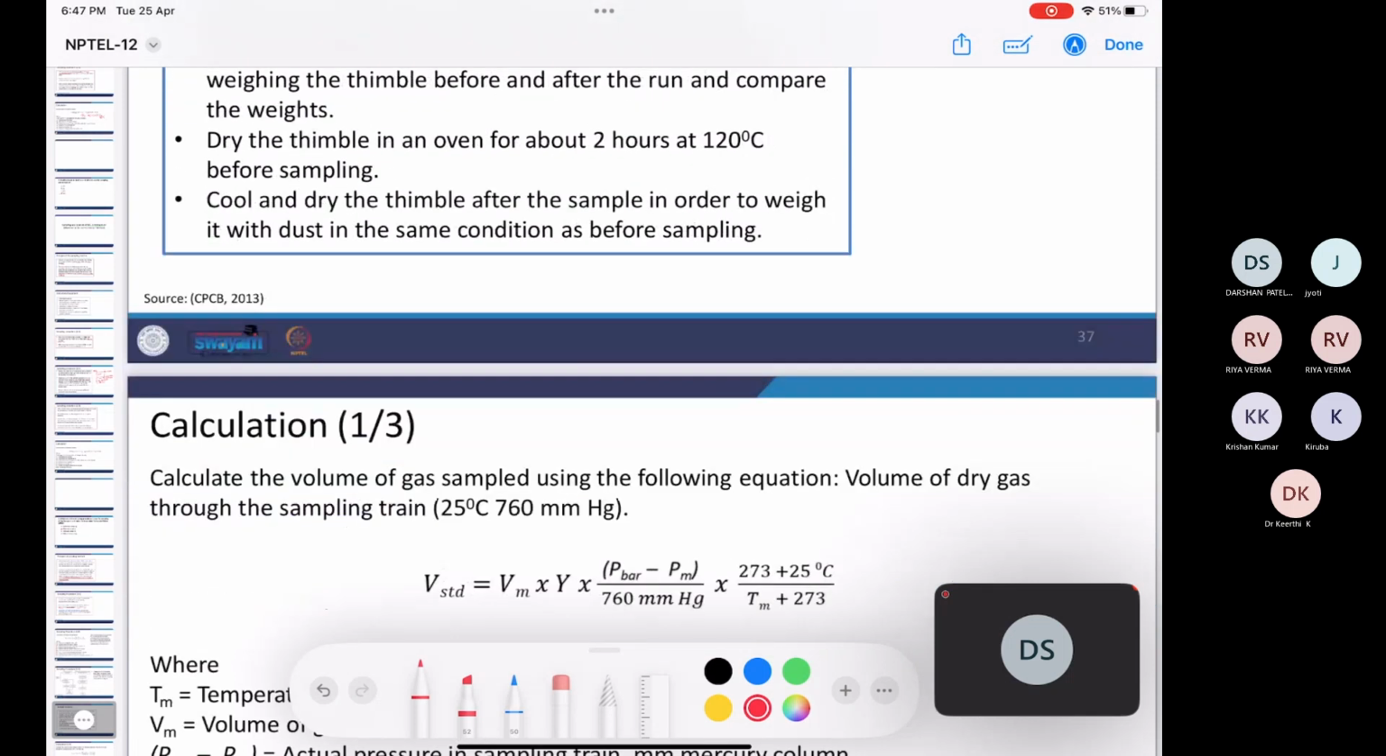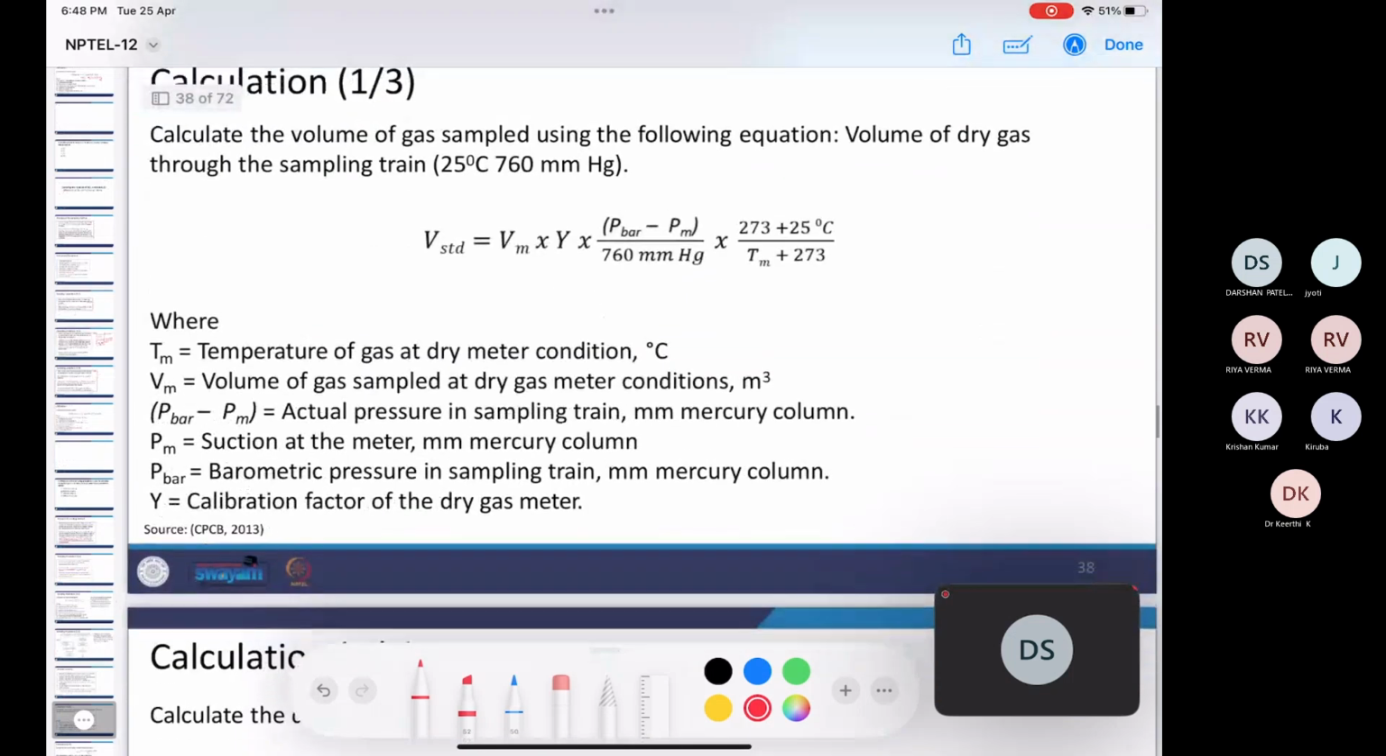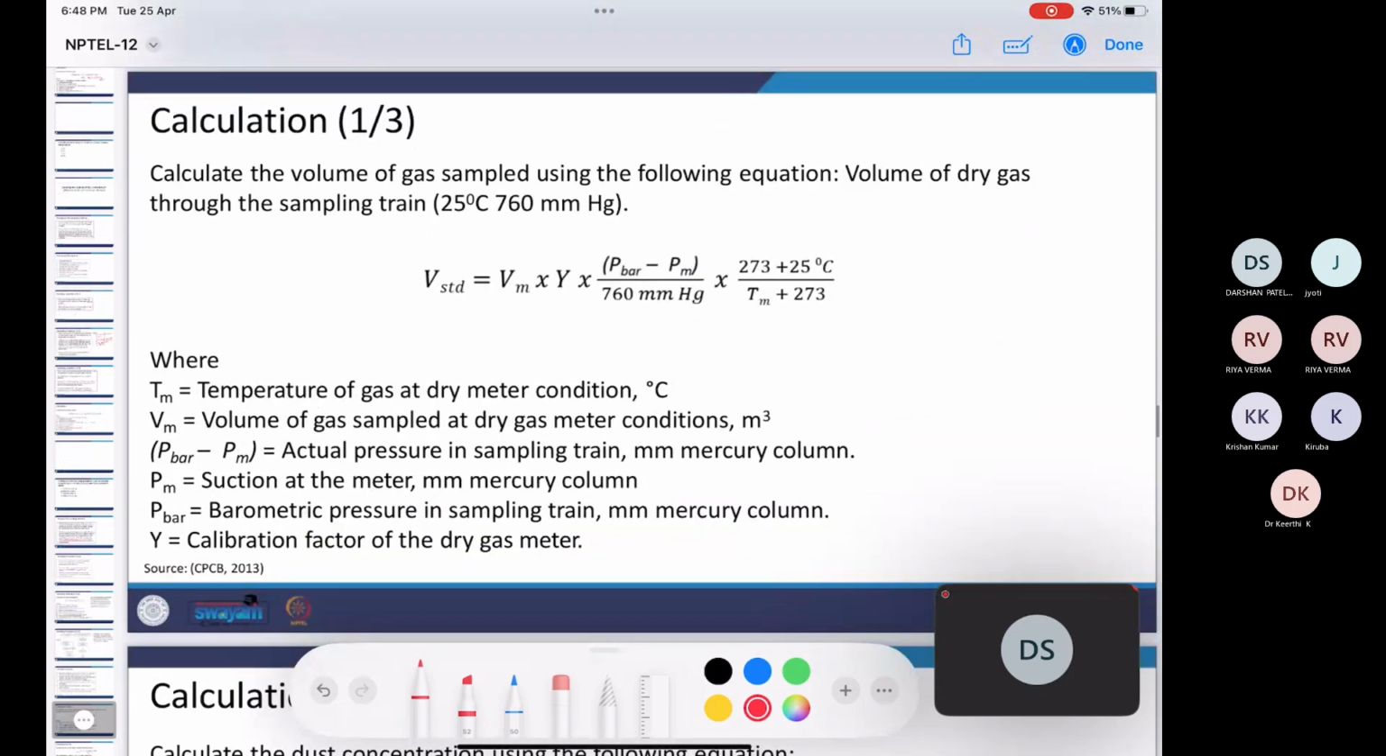To calculate the volume of the gas sampled, we use the following equation. Vm standard equals Vm into Y into (P bar minus Pm) divided by 760 mm of Hg. This is your pressure in mercury column. That is multiplied by 273 plus 25 degrees centigrade. Basically, we have converted this Tm into Kelvin.